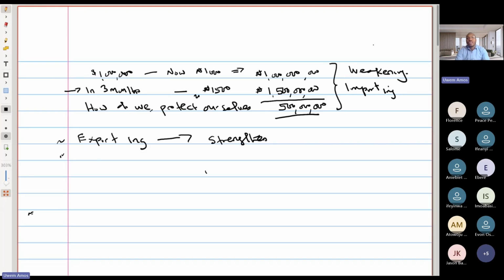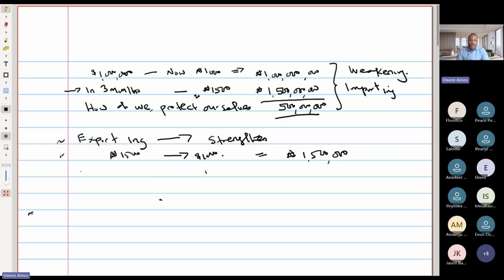Someone who is exporting, if the exchange rate, for example, was 1,500 now, and maybe they sold something for $1,000. If the exchange rate is 1,500 now, they would have gotten the naira when they convert the $1,000, or whatever they're receiving as inflow, they would have gotten 1.5 million.